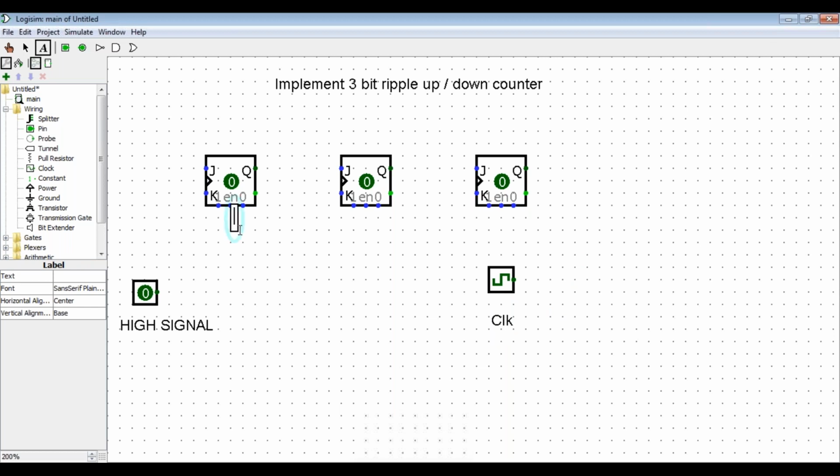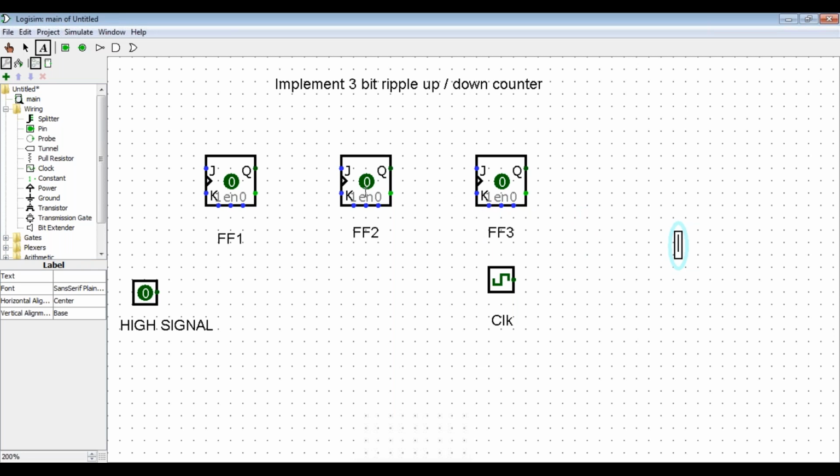So this is my first flip-flop. This is my second flip-flop. FF means flip-flop, so FF1, FF2, and this is my third flip-flop.